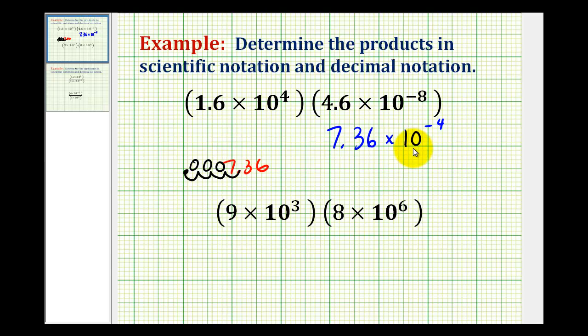So the same number written in decimal notation would be 0.000736, and you'll also often see a 0 in the ones place value. So here we have the product in scientific notation and the product in decimal notation. Let's go ahead and practice with one more.